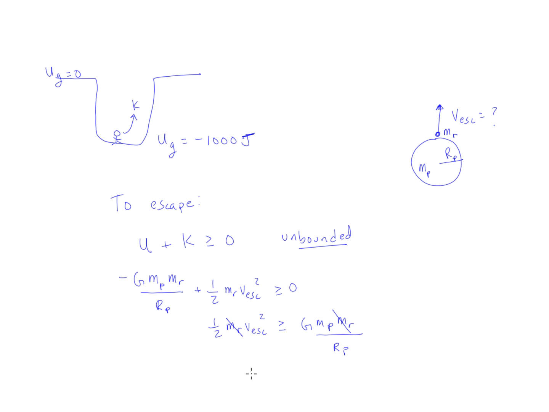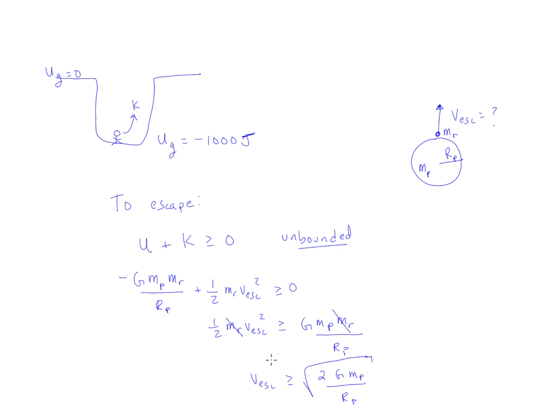And now if we solve for the escape velocity, we get velocity escape has to be greater than or equal to the square root of 2G mass of the planet divided by the radius of the planet.